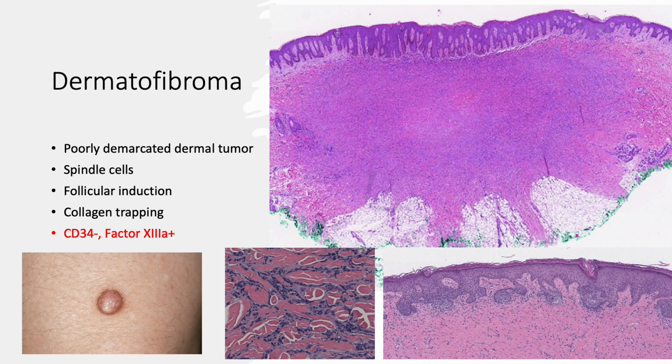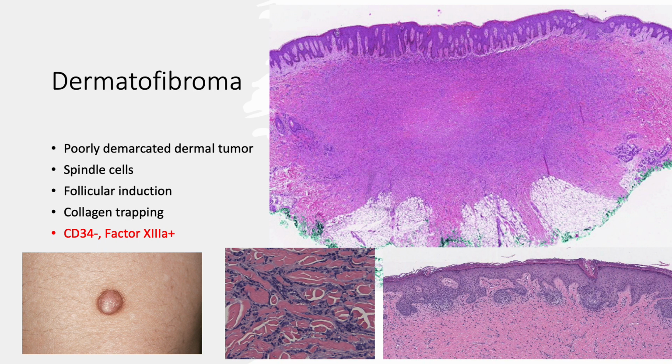And if we go to the high power, they are composed of spindle cells. The spindle cells at the periphery have a unique pattern. They are wrapping those collagen bundles. We call that collagen trapping. Another interesting feature is that at the dermal-epidermal junction, there is a follicular induction.